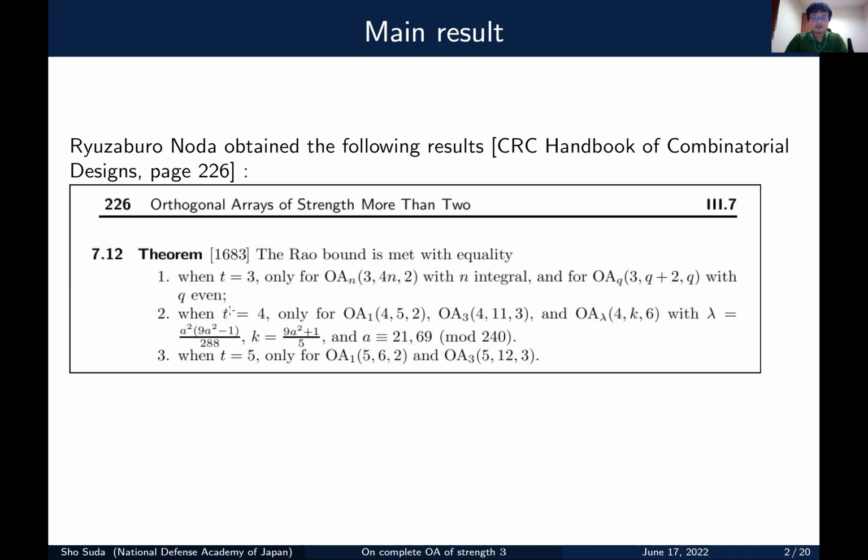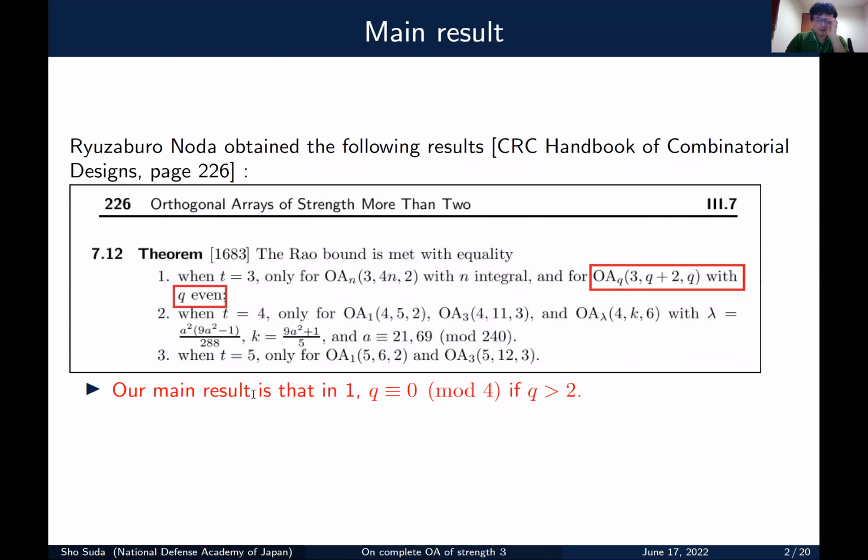In strength 4, there are three cases. The first two orthogonal arrays are completely classified, namely these are uniquely determined from their parameters. And the third one is a one-parameter family. The strength 5 case was completely classified. In this talk, I'm going to focus on strength 3 and the second case.